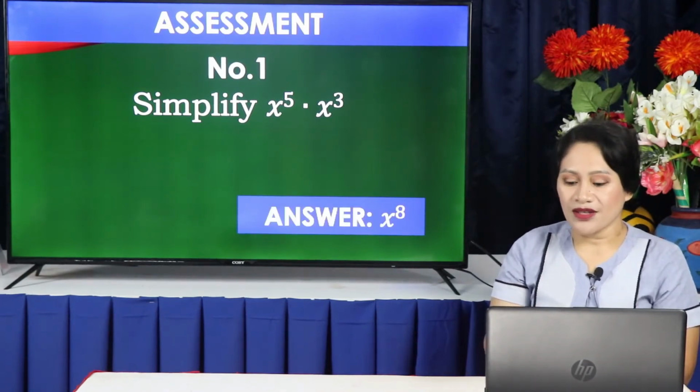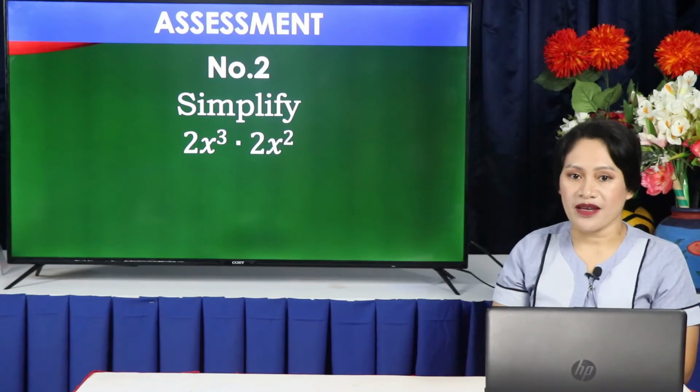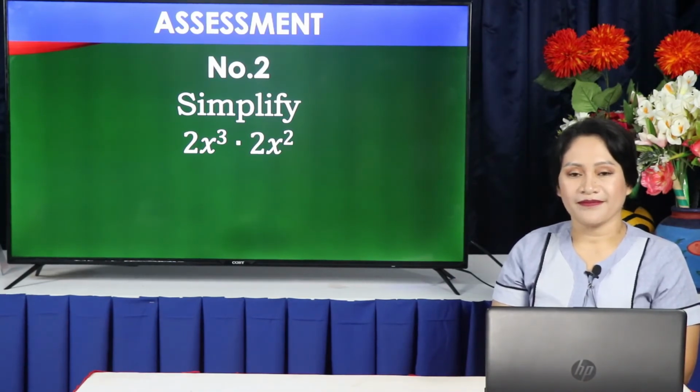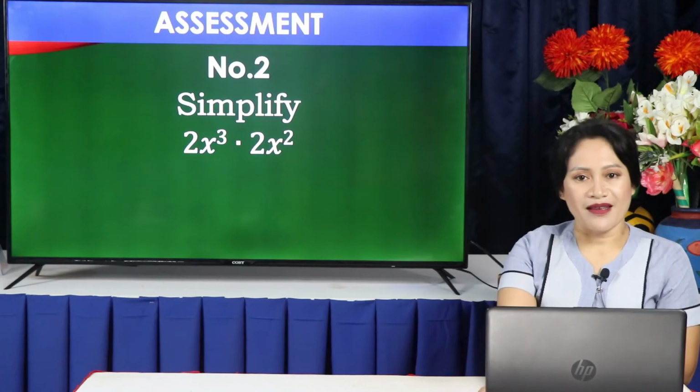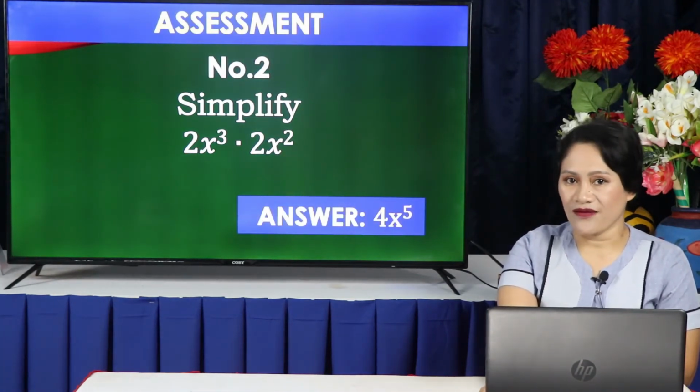Let's proceed to number 2. Simplify 2x to the power of 3 times 2x to the power of 2. Time's up. The correct answer is 4x to the power of 5.